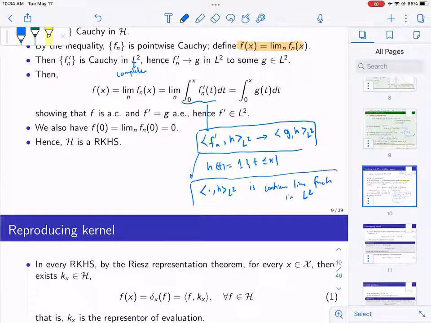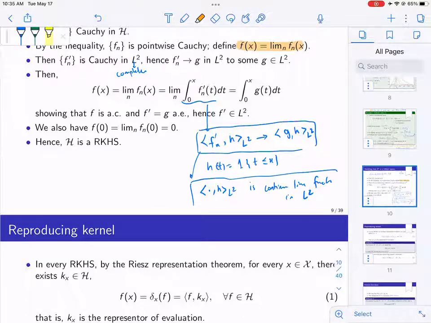So things that look like this, by the Riesz representation theorem, anything that looks like this is a continuous linear functional. Continuous linear functionals are in one-to-one correspondence with things like that. It's also easy to show that this is continuous from Cauchy-Schwarz, right? So this is continuous in L2, and fn prime converges to g in L2. So this is true: taking the inner product with a function is a continuous linear functional in L2, and the sequence converges in L2.